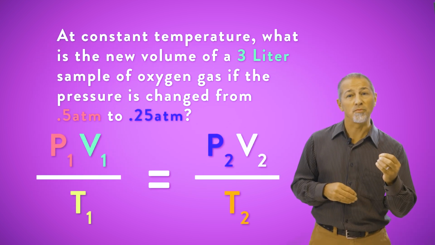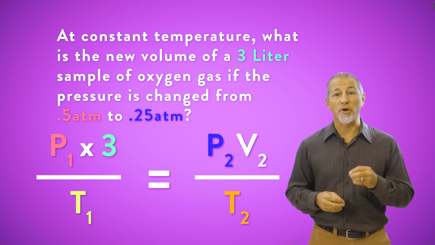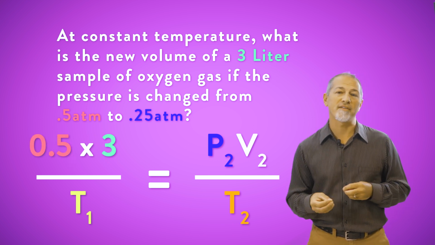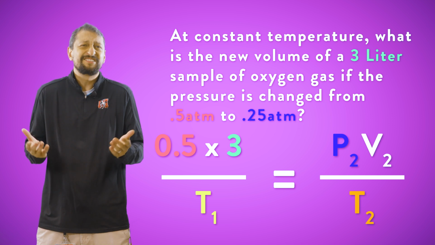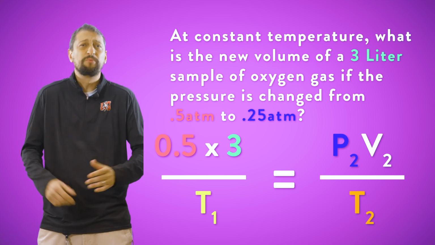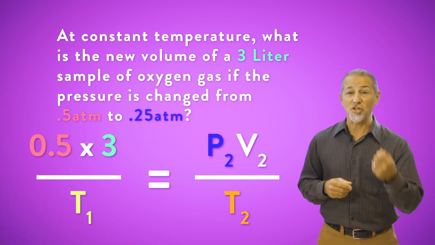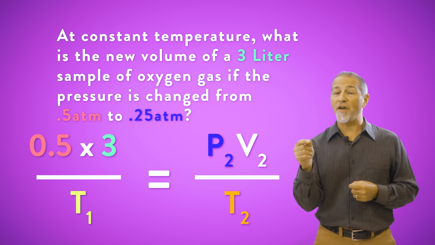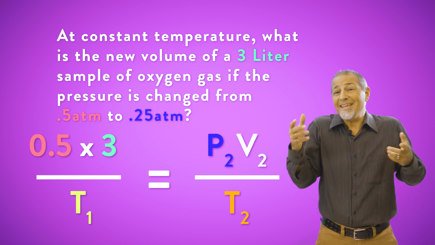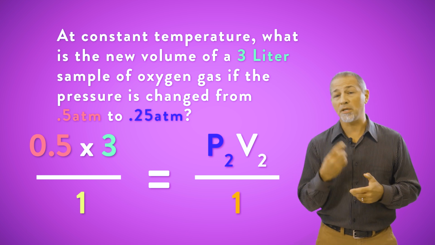Our initial volume is 3 liters and our initial pressure is 0.5 atmospheres. And temperature is... well, we don't know, but we do know that it's a constant. Since it doesn't change, we know it won't affect our system. It could be anything. So let's just consider it to be 1.